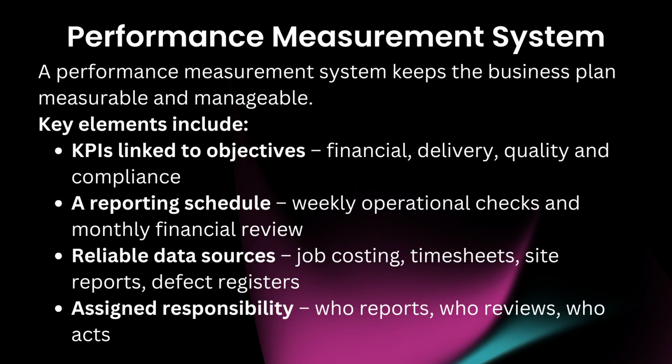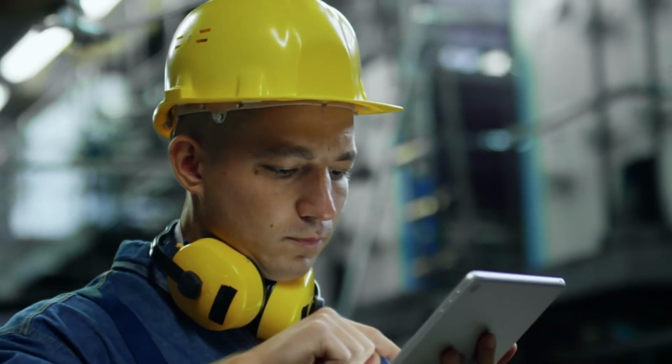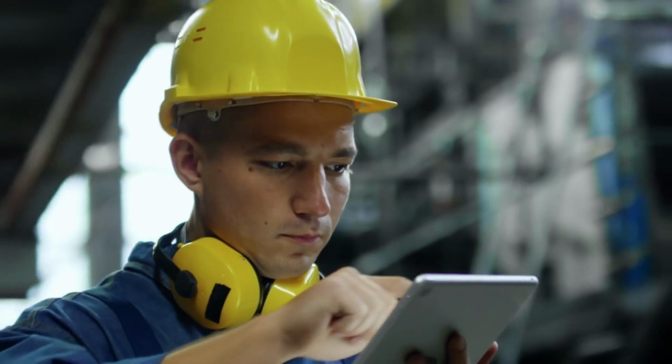Performance measurement system. A performance measurement system keeps the business plan measurable and manageable. Key elements include KPIs linked to objectives, financial, delivery, quality, and compliance, a reporting schedule, weekly operational checks, and monthly financial review, reliable data sources, job costing, timesheets, site reports, defect registers, assigned responsibility, who reports, who reviews, who acts.